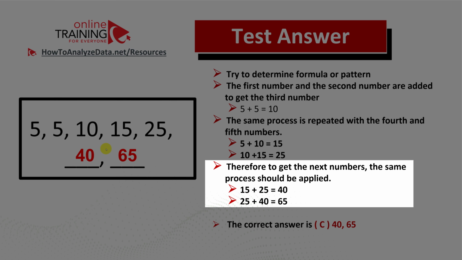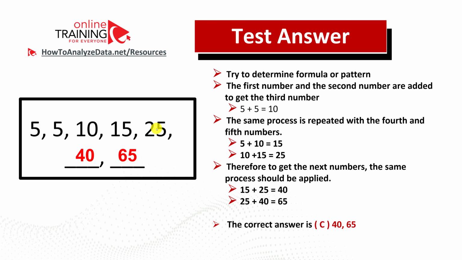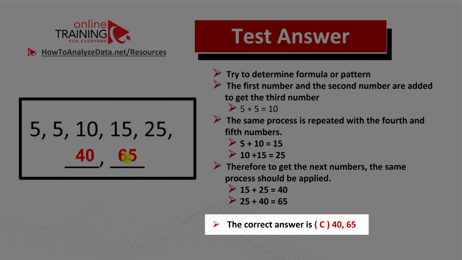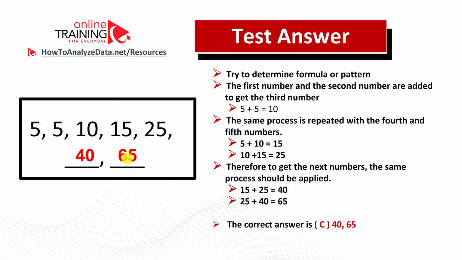Therefore, to get to the next number, the same process should be applied. 15 plus 25 equals 40, and 25 plus 40 equals 65. So the correct answer here is choice C, 40 and 65. Hopefully you've nailed this question and now know how to answer similar problems on the test.